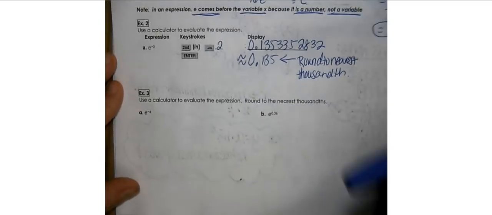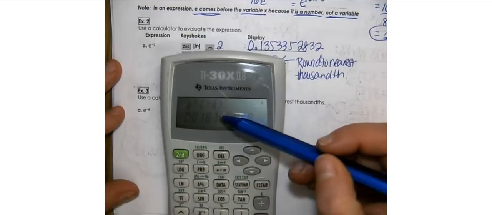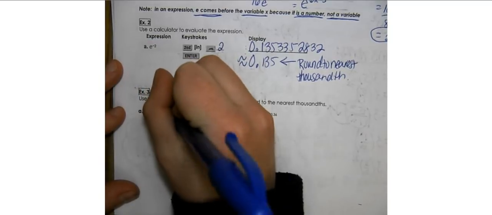We're going to use a calculator to evaluate the expression. So in my calculator, I'm going to press second ln. That's going to give me my e value. I'm going to raise it to the -4th power, close my parentheses and press enter. I want to round this to the nearest thousandth, and my nearest thousandth is going to be 0.018. So this is approximately 0.018.